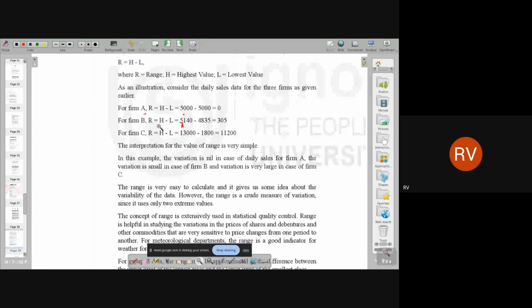That is highest minus lowest value. In this problem, 5,000 is highest, lowest is 5,000. Range is equal to highest minus lowest. Then highest minus lowest range.